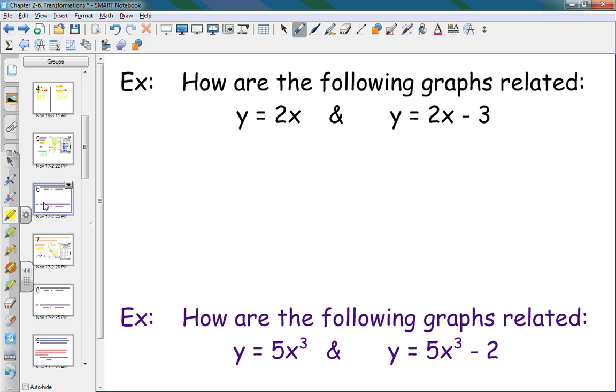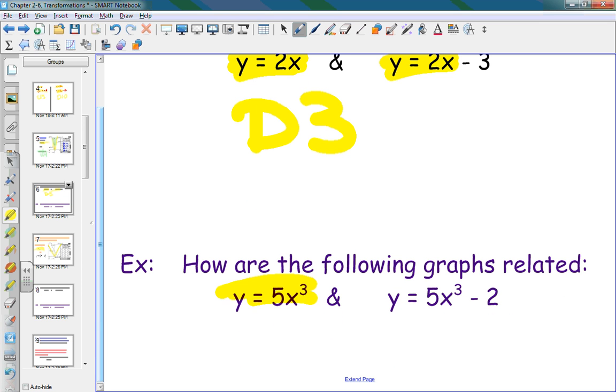Okay, how are the following graphs related? Here's y equals 2x, here's y equals 2x minus 3. What happened? It went down. Down 3. Here's y equals 5x cubed, and here's y equals 5x cubed minus 2. What happens? Down 2.